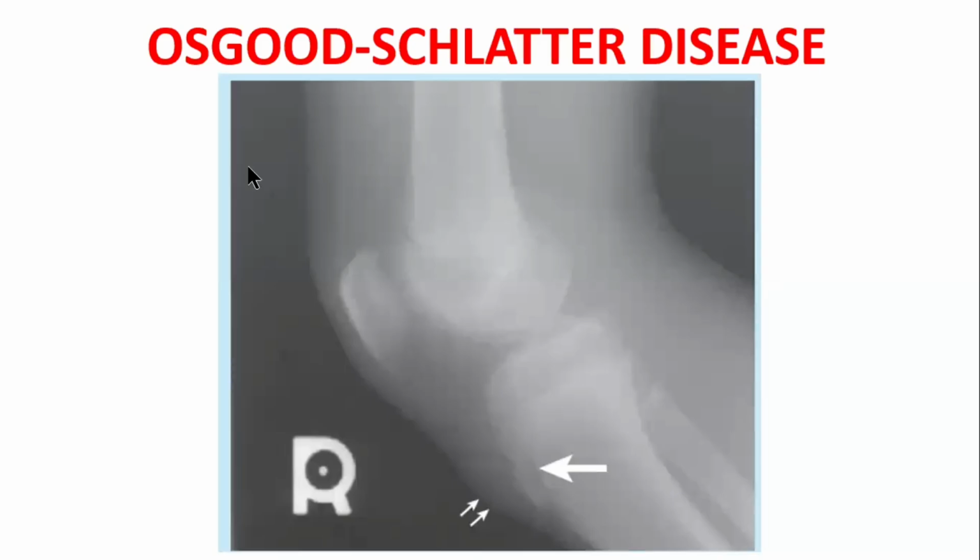Hi, I am Dr. Saqib Mansoor, and today I will discuss with you Osgood-Schlatter disease. This is an inflammation of the patellar ligament at the tibial tuberosity.